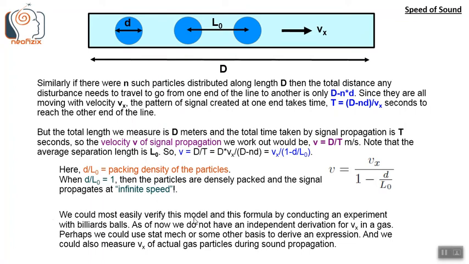We could most easily verify this model and this formula by conducting an experiment with billiard balls. As of now, we do not have an independent derivation of Vx in a gas. So perhaps we could use statistical mechanics or some other basic physics to derive an expression for Vx. And also we could measure this Vx of the actual gas particles during real sound propagation in gases. We could experimentally verify this in gases also.